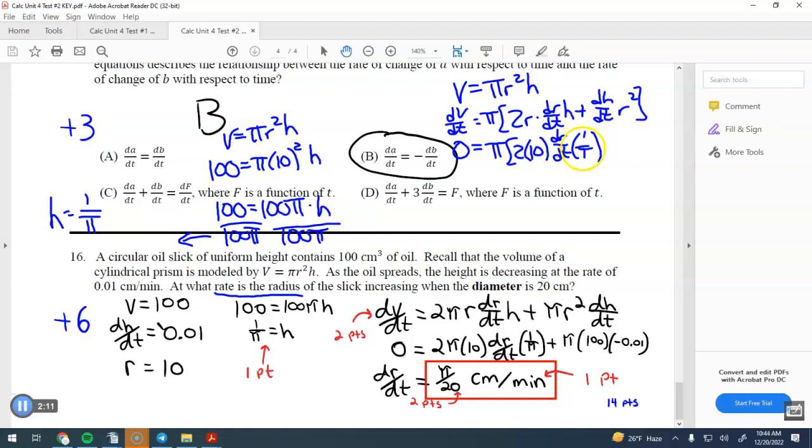Please stop me if I'm going too fast or skipping through anything you don't want me to skip through. Alright, then dh/dt: they tell me the height is decreasing at 0.01, so that's negative 0.01, and r I know is 10. Does that setup make sense? Like you can see where I'm getting the numbers and what I'm plugging in where and why.